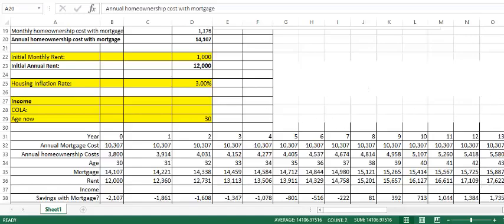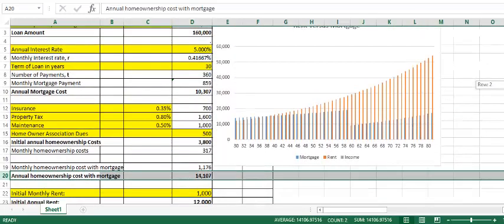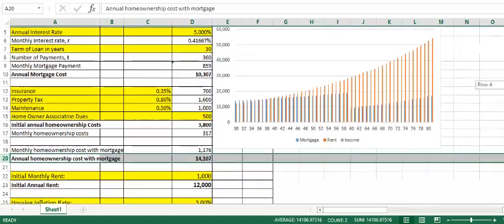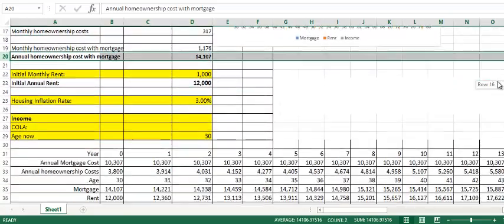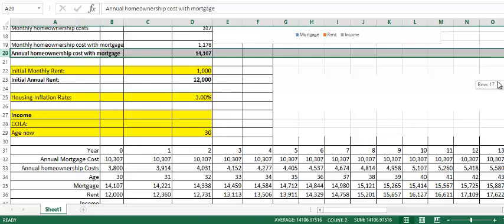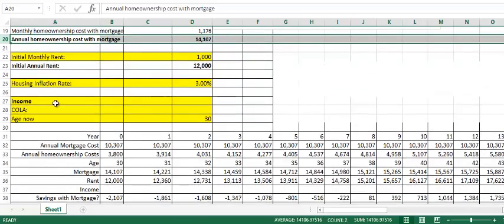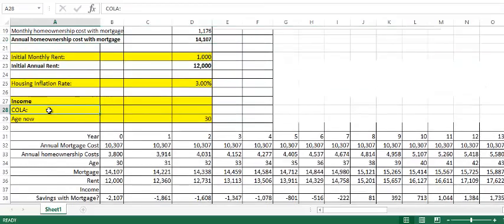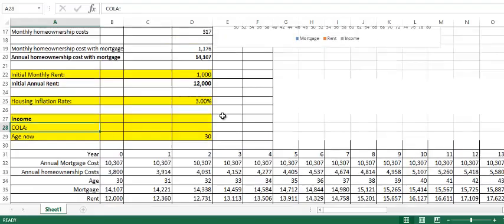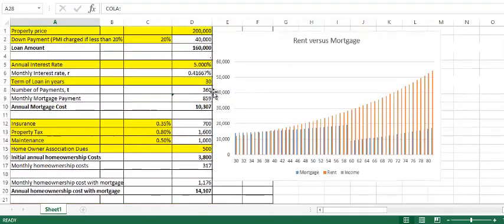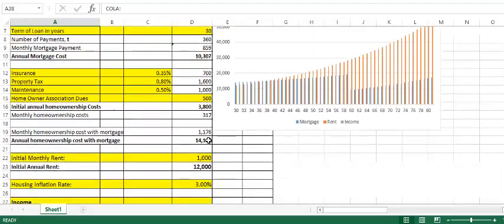So last thing I like to do is to get your income in there to show how it compares over time, and also just talk a little bit about cost of living adjustments to your income, if any. And so let's pick a number.